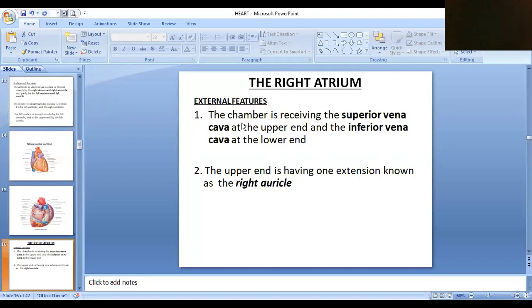External features. The chamber receives the superior vena cava at the upper end and the inferior vena cava at the lower end. See the first point. What is meant by that? See the next slide.